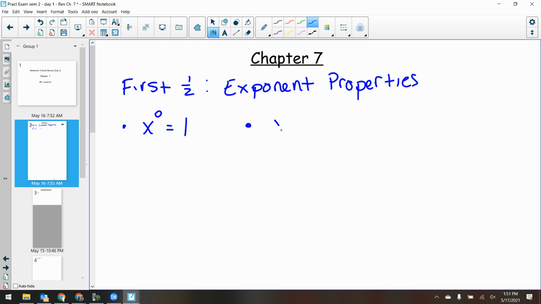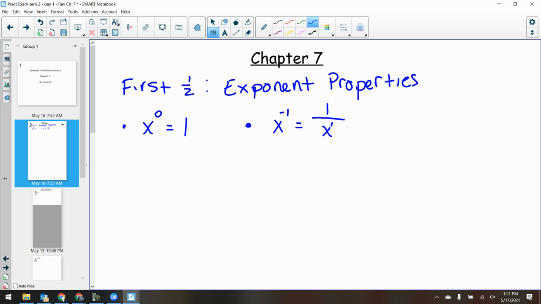What would happen if I take x to the negative 1 power? What do negative exponents do? They go on the bottom, right? So this would be like 1 over x to the positive first. Negative exponents change position, whether it's top to bottom.